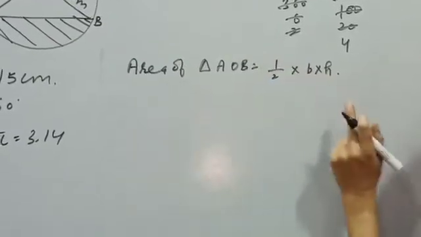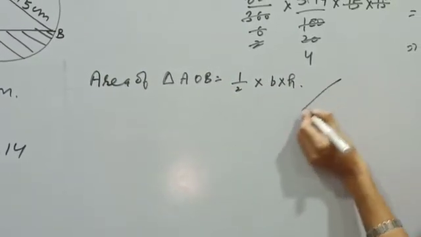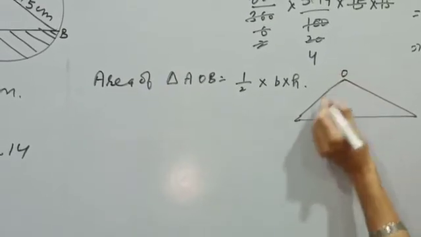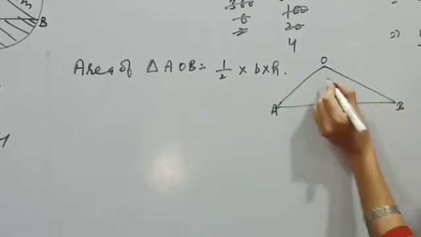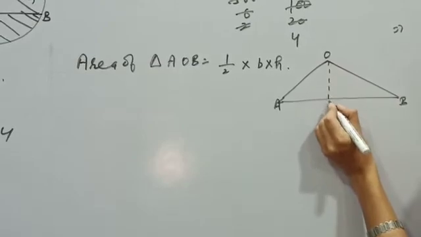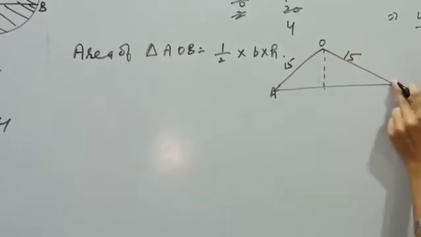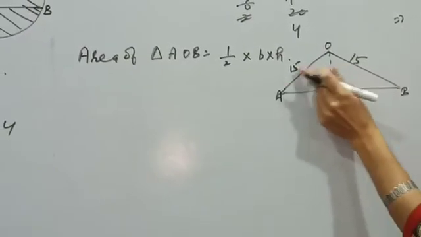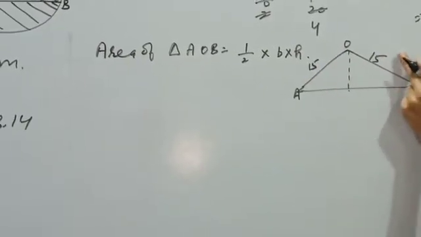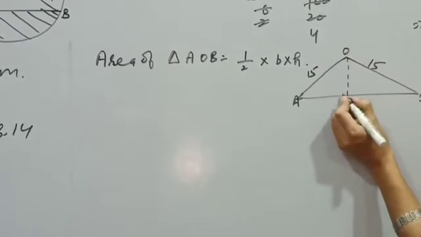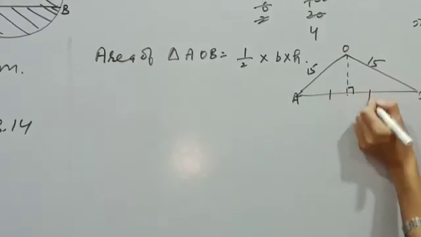So to find out the height, as you can see, we will take the triangle outside. So here is O, A and B. If we construct the height here, OA and OB are both 15, the radius of the circle, so both are equal to each other. So this implies it is an isosceles triangle. If we draw the altitude, it will also bisect the chord.